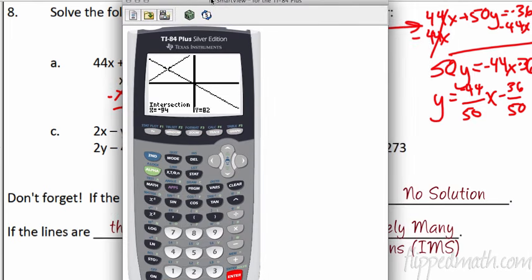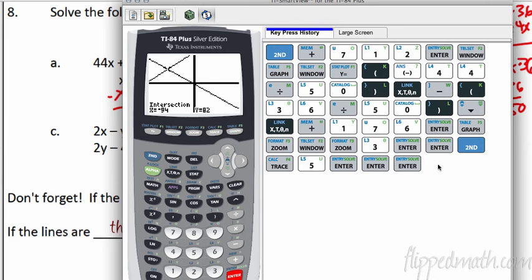If you need the keystrokes, what I'm going to do is show you this right here. Pause the video, and you can get all those keystrokes, okay? Let's do the next one.